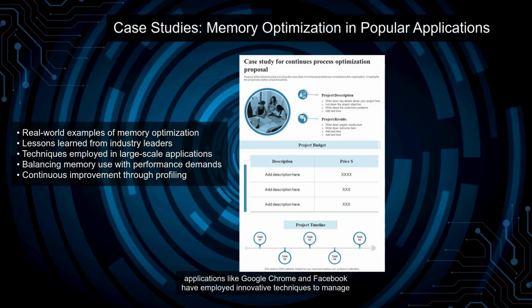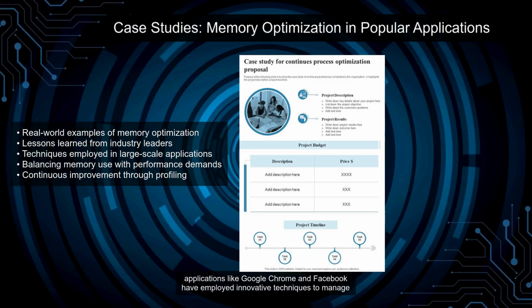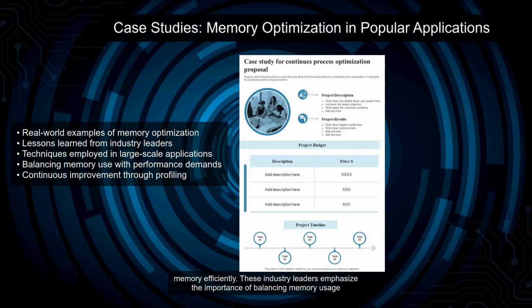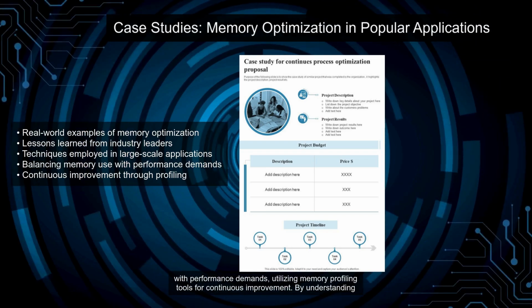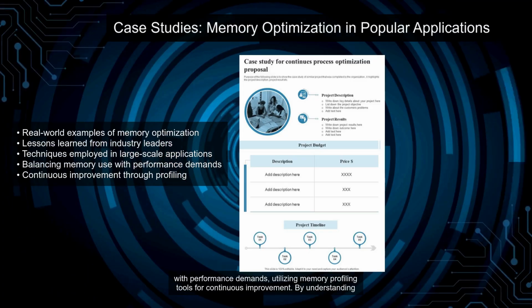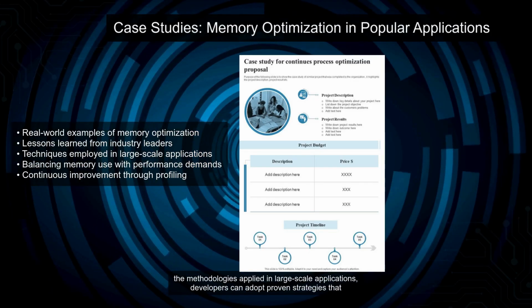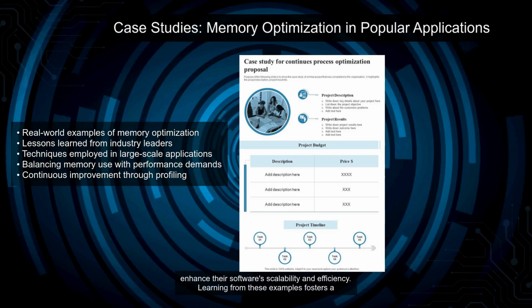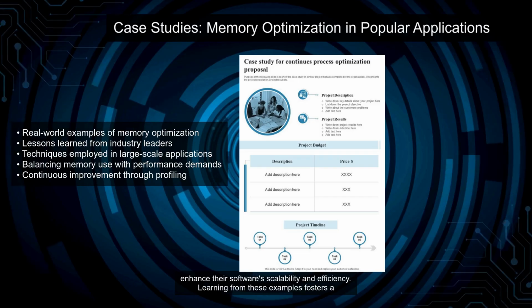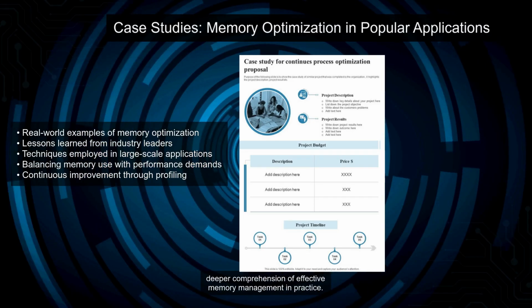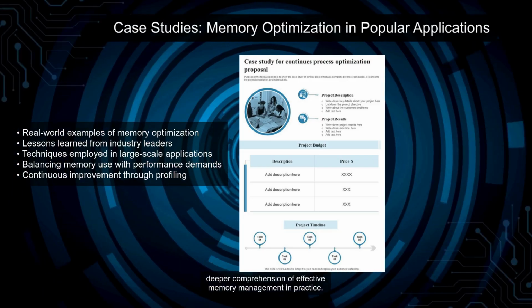Exploring real-world case studies provides valuable insights into memory optimization strategies. Leading applications like Google Chrome and Facebook have employed innovative techniques to manage memory efficiently. These industry leaders emphasize the importance of balancing memory usage with performance demands, utilizing memory profiling tools for continuous improvement. By understanding the methodologies applied in large-scale applications, developers can adopt proven strategies that enhance their software's scalability and efficiency. Learning from these examples fosters a deeper comprehension of effective memory management in practice.